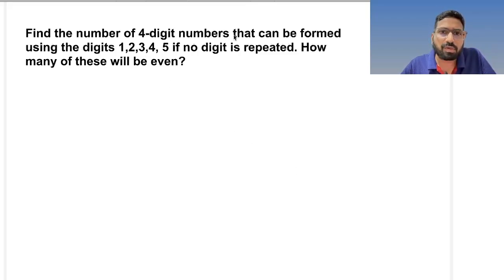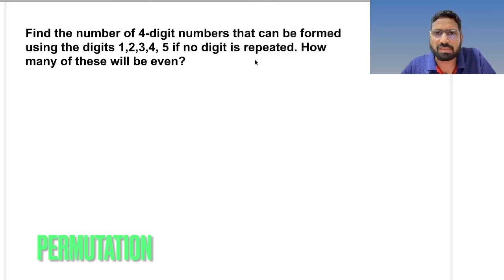Find the number of 4-digit numbers that can be formed using the digits 1, 2, 3, 4, 5 if no digit is repeated. How many of these will be even? Okay, we have got two questions here. First is find the number of 4-digit numbers, and second is the advanced question based on the first question. So okay, let's begin.